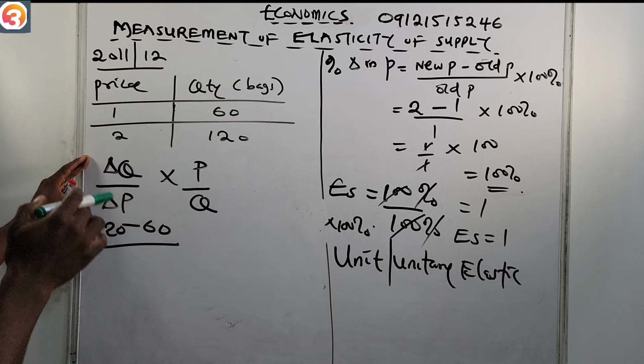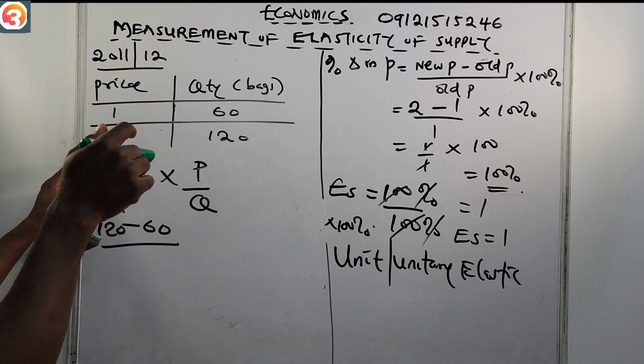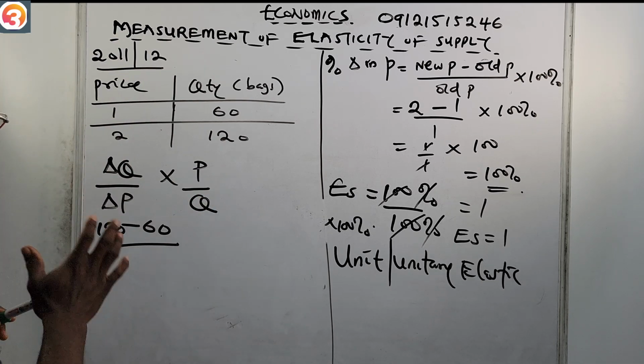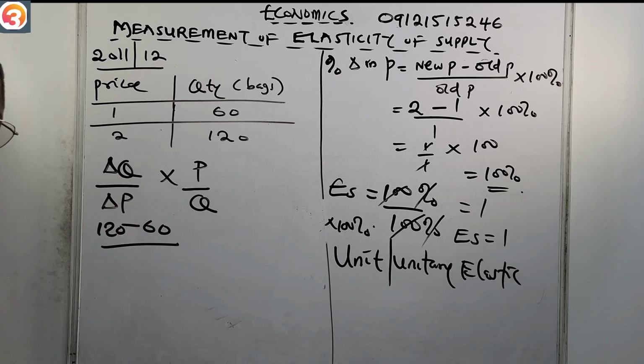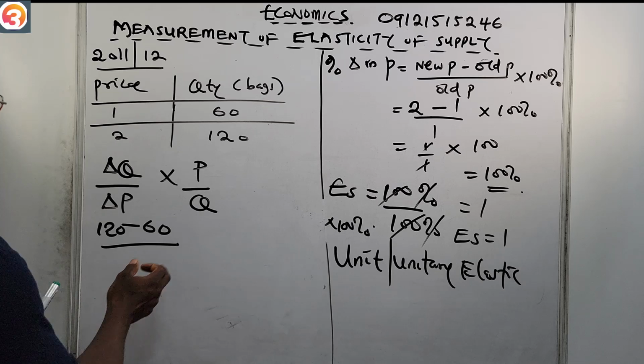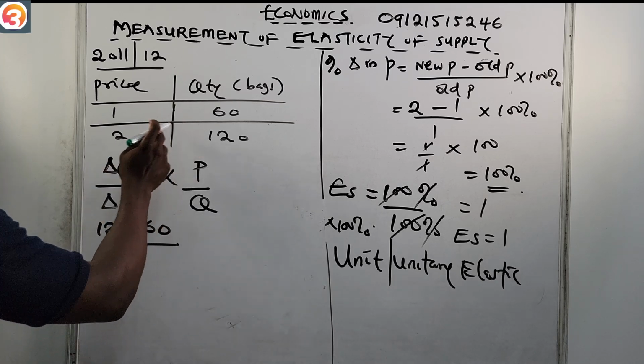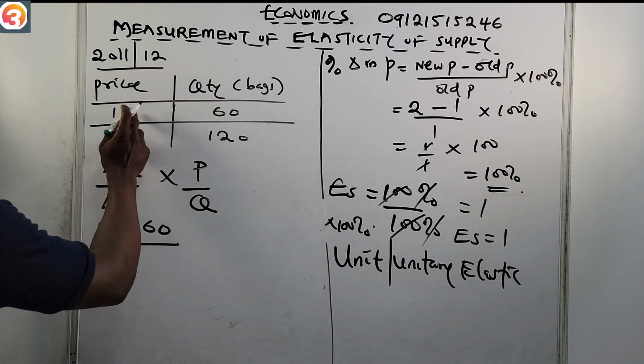In fact, this formula was gotten from the initial formula, through a series of breakdown. But we don't have the luxury of time to be showing all of those workings. If not, I'd really love to show you. So let us go. 120 minus 60. What is the change in price rather? It is from 1 naira to 2 naira.